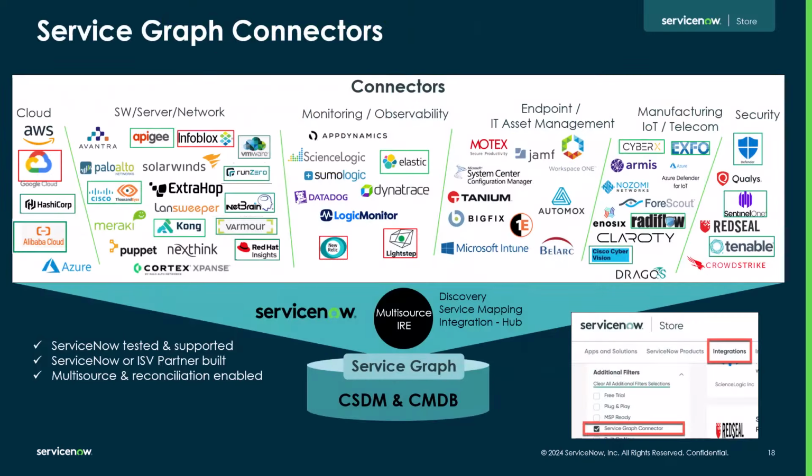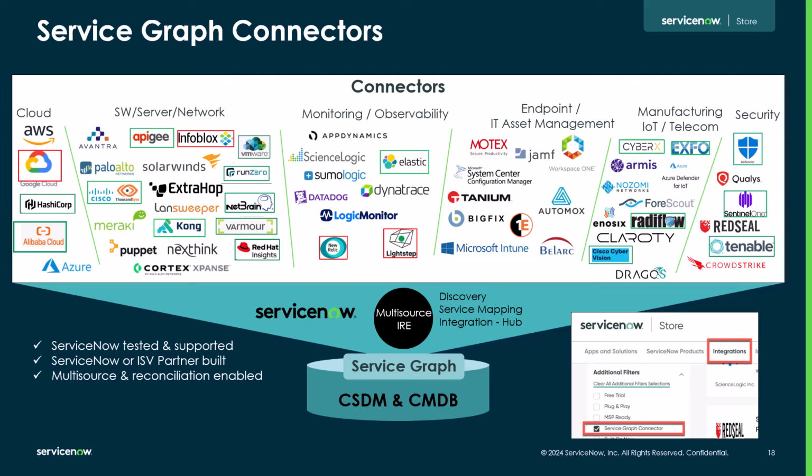So as I mentioned, there are numerous service graph connectors out there. The odds are your organization has many of these tools or some of these tools, and you need to identify which ones have data in them that you can leverage as part of your SAM program or even your HAM program.